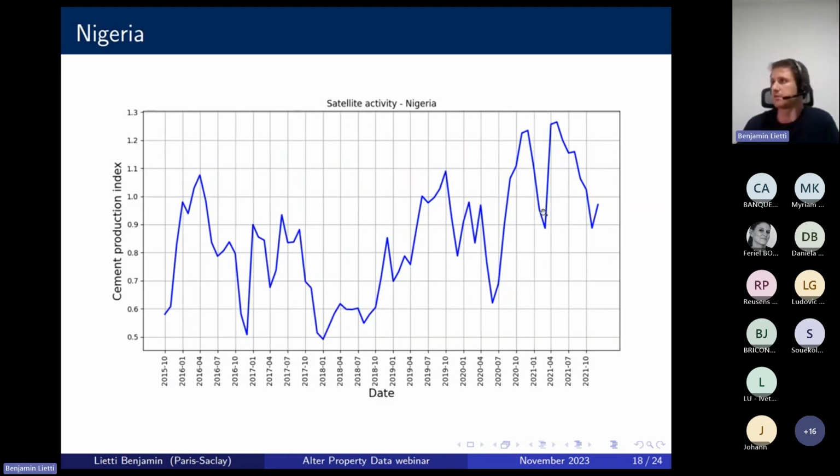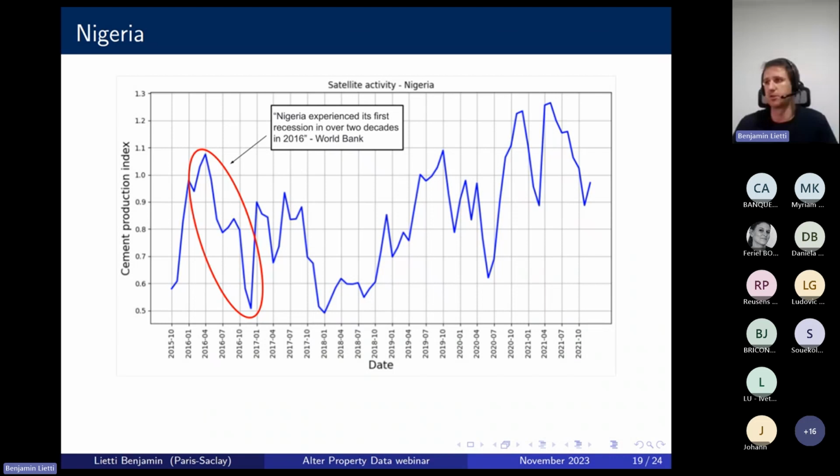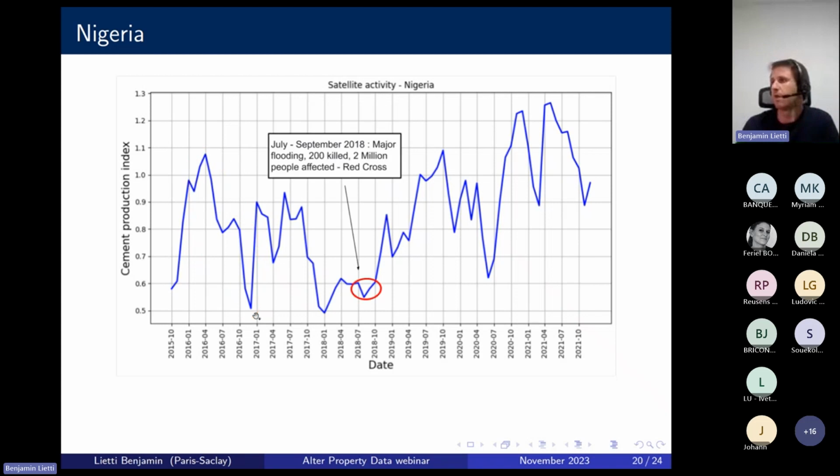Then here is the same for Nigeria. So what we observe first is that there is a huge decrease in the activity during the year 2016, and it actually corresponds to the first recession in over 2 decades, according to the World Bank, and we can clearly see this huge decrease in the cement production. Then this small decrease in the production here corresponds to the period during which there was a major flooding in Nigeria, with 200 killed and more than 2 million people affected, according to the Red Cross.